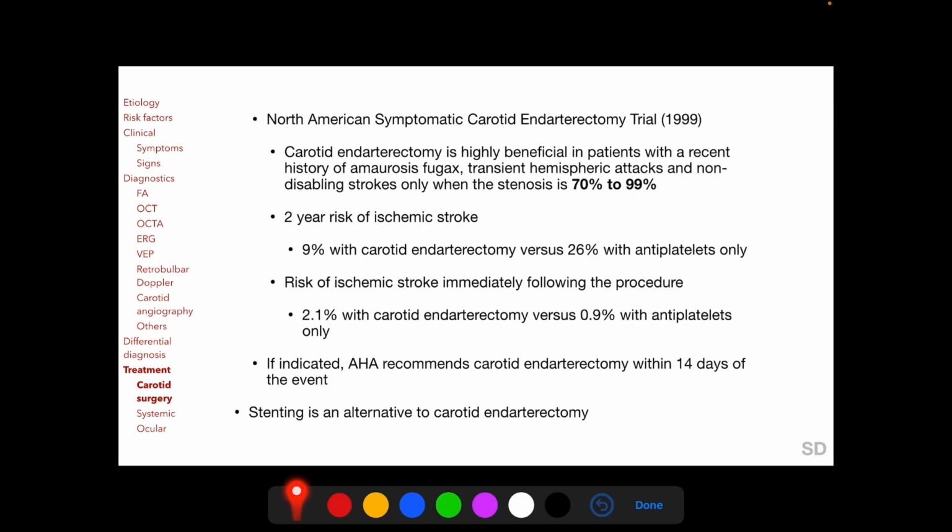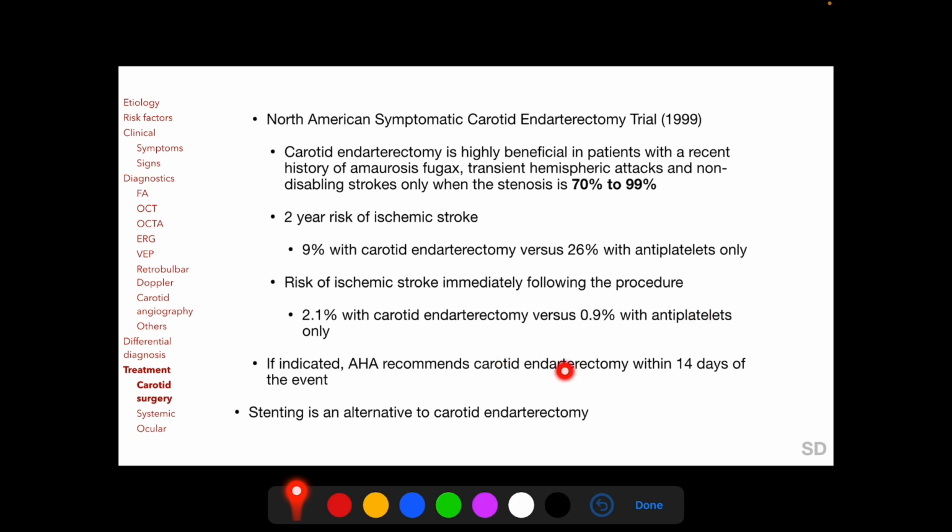to remember. The North American Symptomatic Carotid Endarterectomy Trial found that carotid endarterectomy is highly beneficial in patients with a recent history of amaurosis fugax, transient hemispheric attacks, and non-disabling strokes only when the stenosis is between 70% to 99%. This is because only with this severity of obstruction in the carotid artery, the 2-year reduction in the risk of ischemic stroke with carotid endarterectomy compares favorably with the increased risk of ischemic stroke immediately following carotid endarterectomy as compared with patients treated with antiplatelets only.